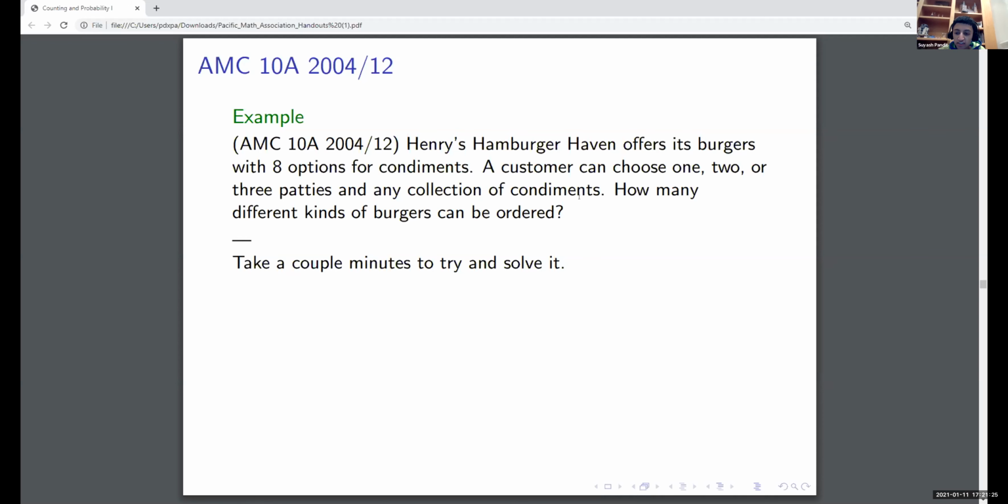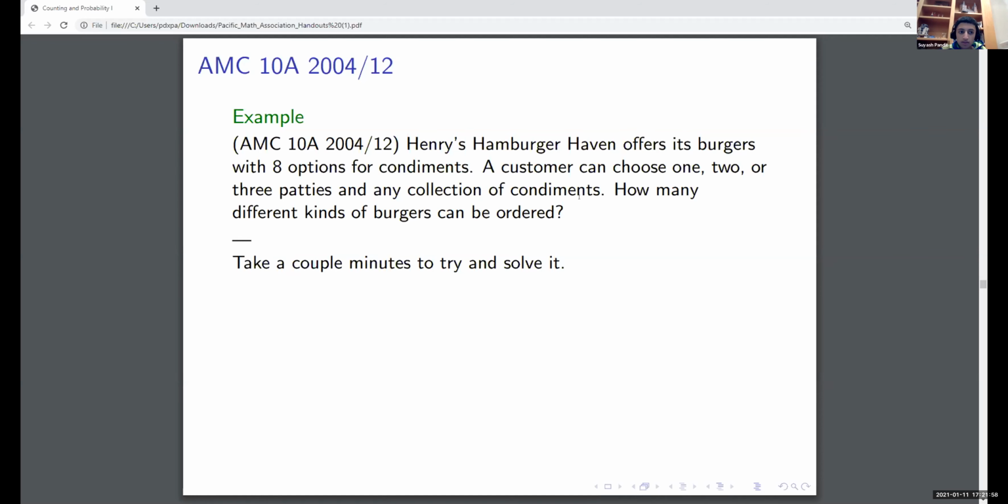So once again, we're just looking at the condiments here. You have 8 different options. You can have as many as you want. So for each condiment, you either include it or don't include it. That's 2 different options. And you have to make that decision 8 times. So remember, each condiment is independent of whether or not you choose the other ones. So it's going to be 2 times 2 times 2 times 2, 8 times. So 2 to the power of 8.